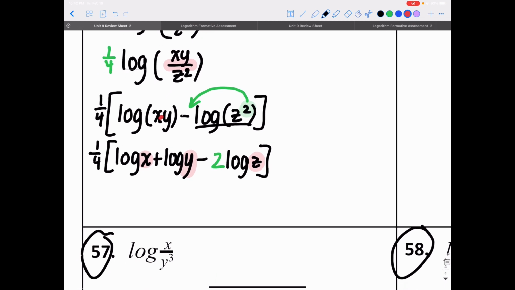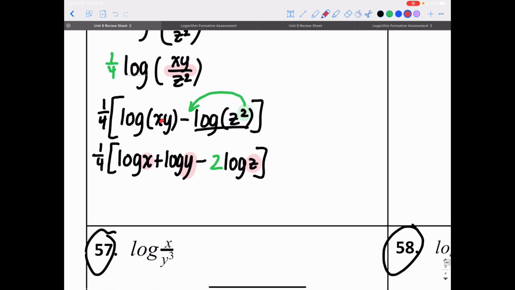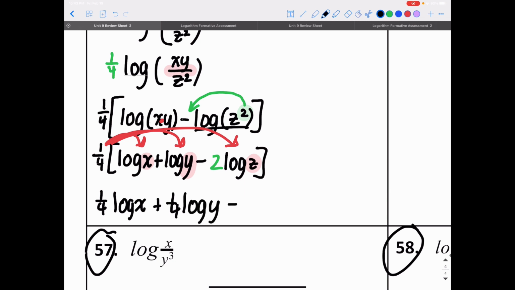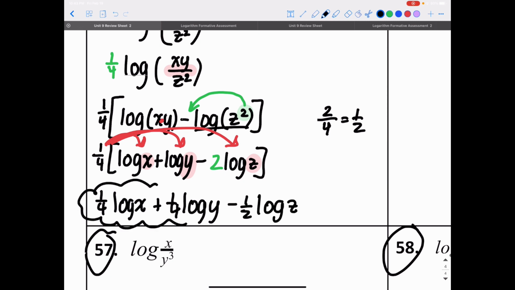And now all I have to do is take the coefficient and distribute it to everything. And I'm going to end up with 1/4 log of x plus 1/4 log of y minus, that's 2 times 1/4, which is 2/4. That simplifies to be 1/2 log of z. And this is my final answer.